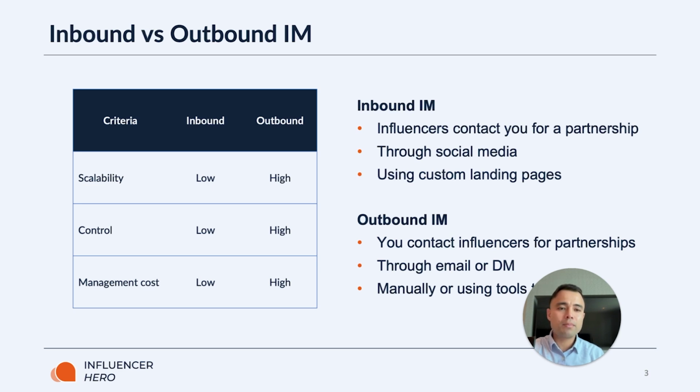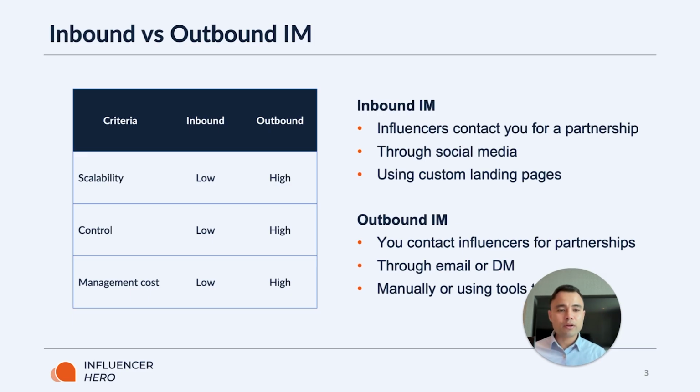This inbound can be through social media. From a tech perspective, you can use custom landing pages. Different software providers provide this option, including Influencer Hero, where you can just create a custom page which you can, for example, link in your footer, and affiliates, influencers and content creators can sign up basically. That will automate the process of getting your inbound influencers on board.